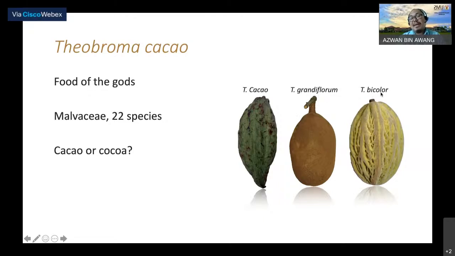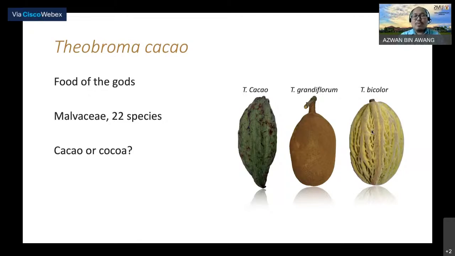Theobroma grandiflorum and bicolor. Only Theobroma cacao can produce the flavored chocolates, but not the others. But grandiflorum and bicolor are known for their thick pulps that people can use for drinks, as well as for juice and ice creams.